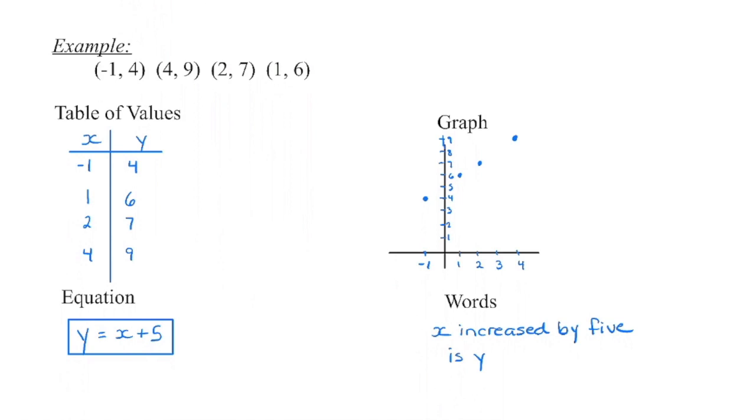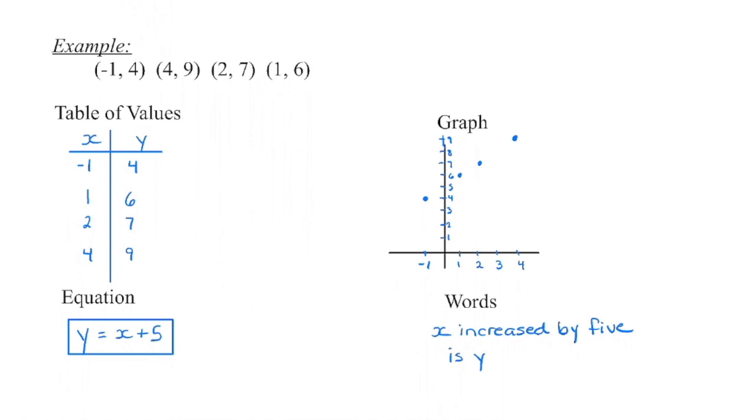These then become points that we can plot on a graph. So I know that my x-axis is the horizontal axis. I know that my y-axis is the vertical axis. So when x is -1, we go up, y is 4. When x is 1, we go up 1, 2, 3, 4, 5, 6, and y is 6, etc.